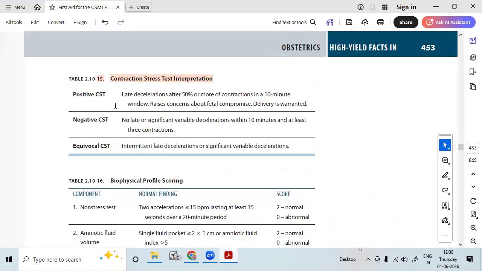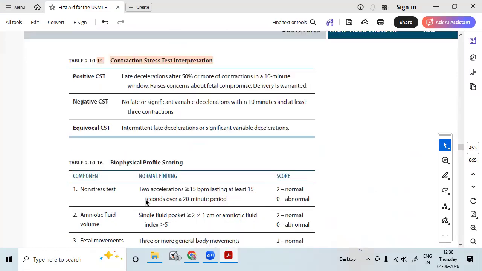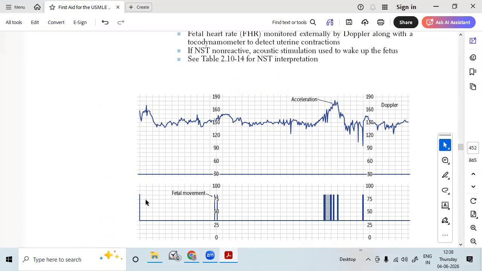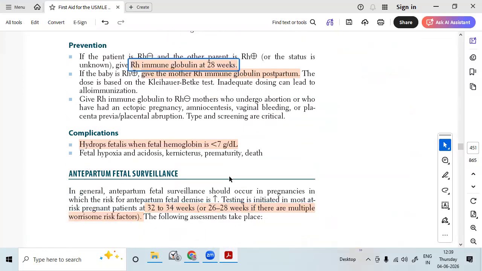Okay, we'll come back. Let us think. Biophysical profile scoring. Okay, so what we'll do is that we'll continue with the same thing, NSTs and all, in the next episode.